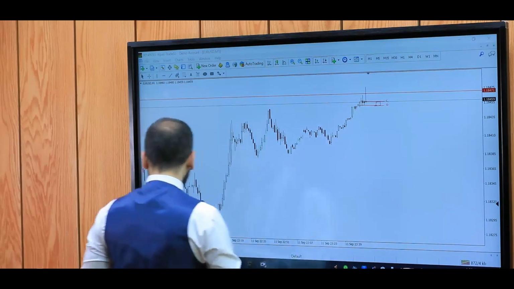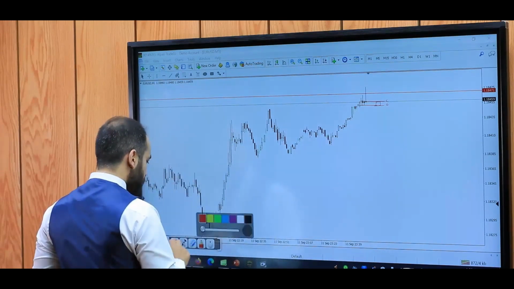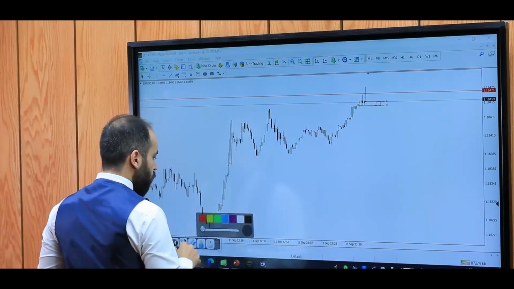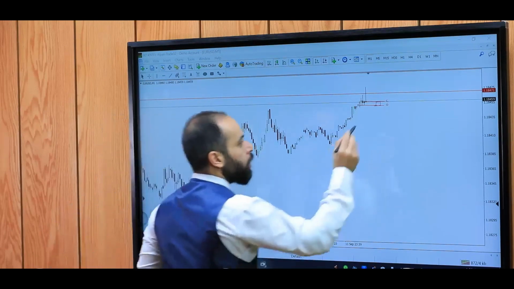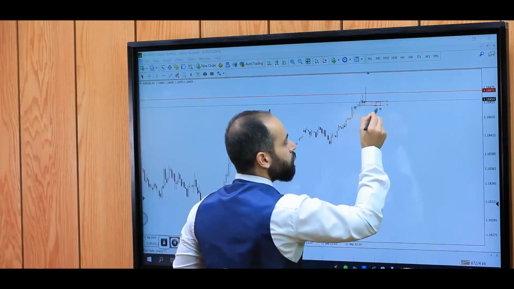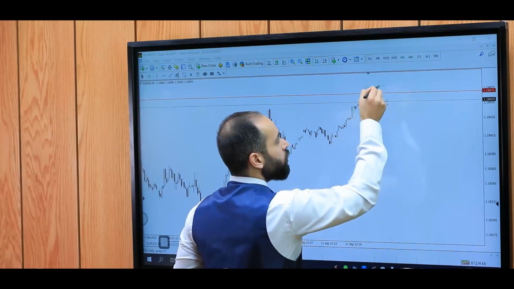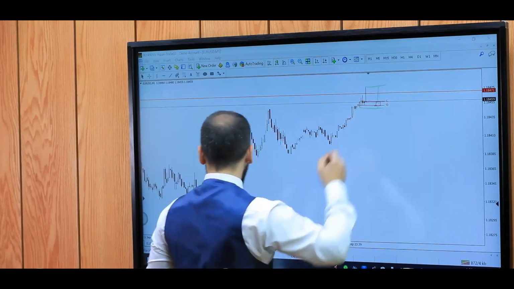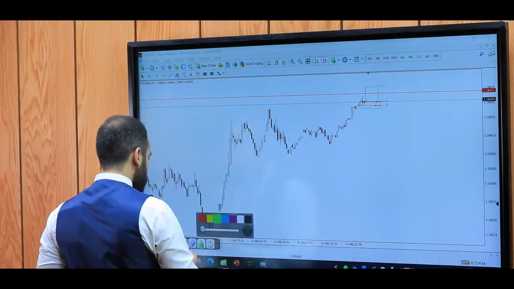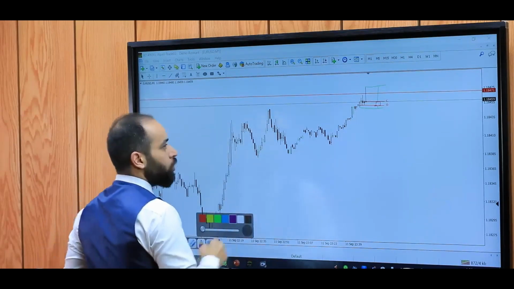The lowest point they reach, let me change the pen color. Let's say we want to draw the shadows in green. The lowest point they reach, our low is the lowest point they reach. What about our high, kids? This candlestick, which one of our candlesticks does it look like? This candlestick looks like a shooting star.